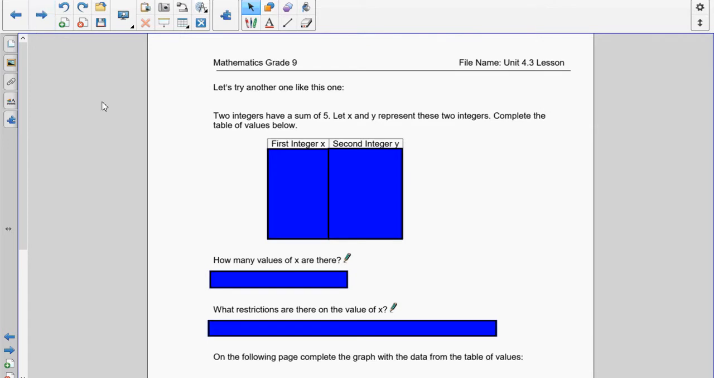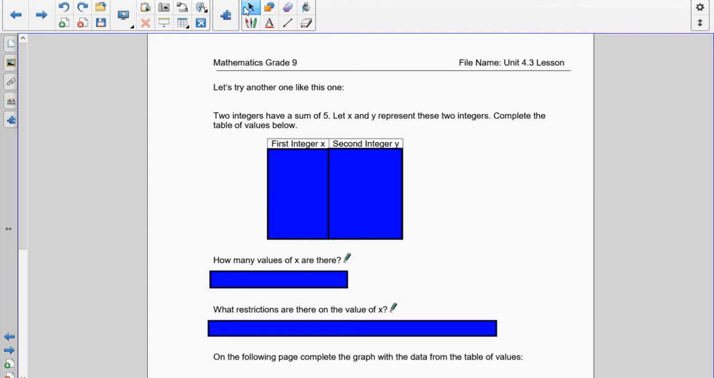Let's try another one. Two integers have a sum of 5. Now the first thing you should have noticed is, okay, we have integers. Now integers are special numbers. They are whole numbers that are positive and negative. That means they don't have decimals and they don't have fractions in them. So you can't have an integer which is 1.5. You can't have an integer which is negative 2.4. They have to be negative 1, 0, 1, positive 2, positive 3, etc.